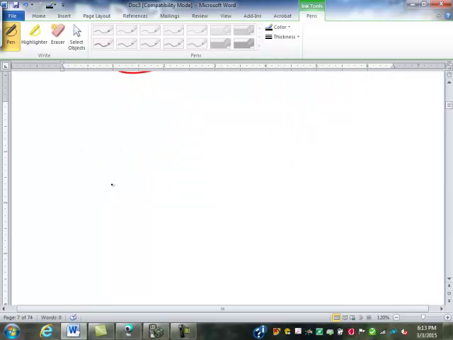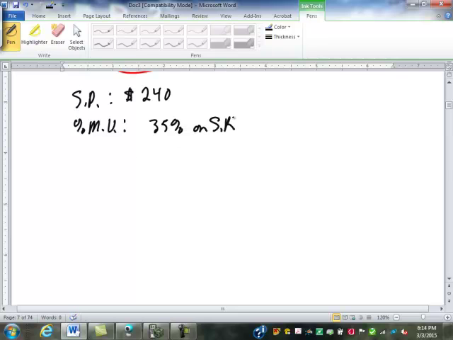Let's say that we have a selling price of $240. A percent markup, now let's just do this, 35% on selling price. Find the cost.